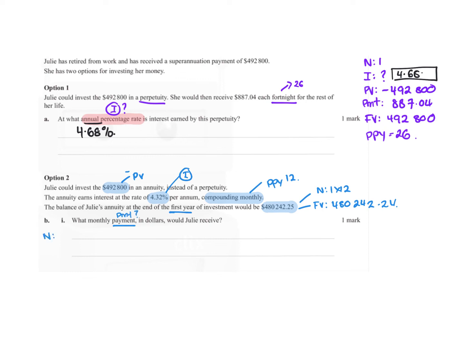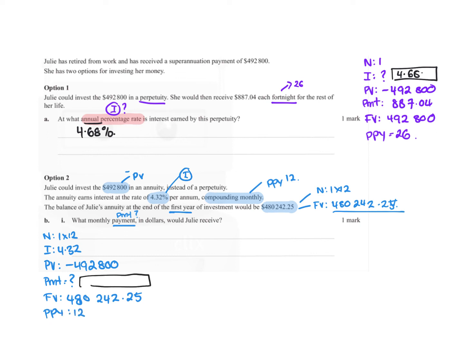So if we popped it into Finance Solver, I'm going to use the end of the first year scenario, because that means I can pop everything into my Finance Solver. So it's an investment still, so this PV is negative. The payment is a question, and FV is the positive, this amount that they gave us for the end of the first year. And PPY, because it's monthly, make sure it's 12. So we can pop that in and we can get what the payment is.